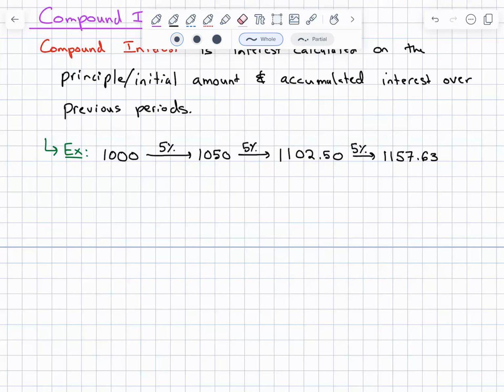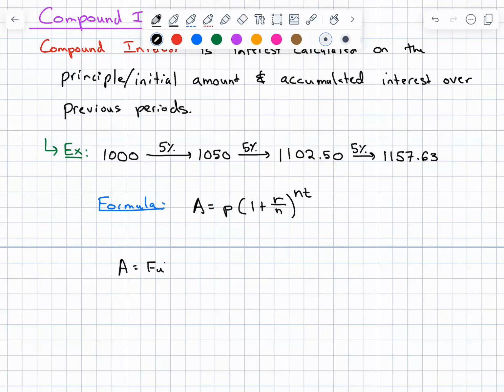We got plenty of time, good. So the formula. The compound interest formula is a little daunting at first. A is equal to P times (1 plus R divided by N) raised to the NT, where A is equal to the future or total amount. P is equal to the principal or initial amount.